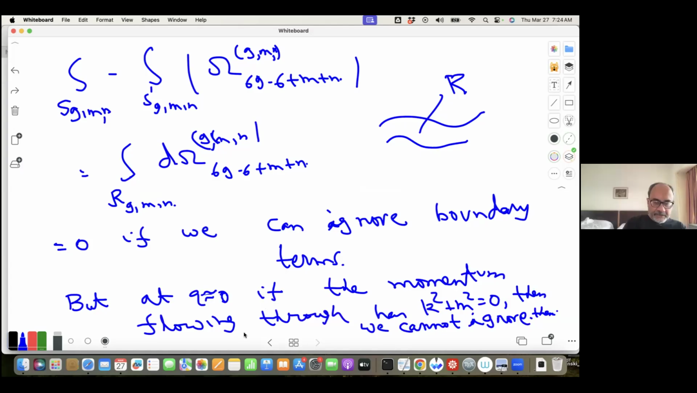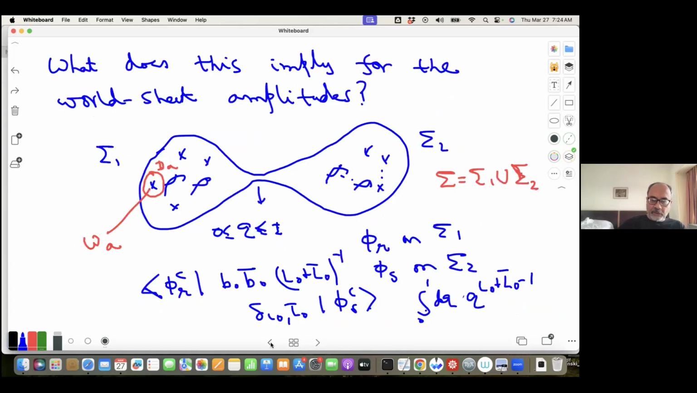So the idea is that this is the situation you are considering. If the momentum flowing along this is not on shell, if it's generic, then there is no problem. But if the momentum that flows through this is special, which makes k square plus m square equal to 0, then the boundary terms are important, and you have to make sure about the boundary terms, since they give a non-vanishing answer, right? Is that clear? Yes.